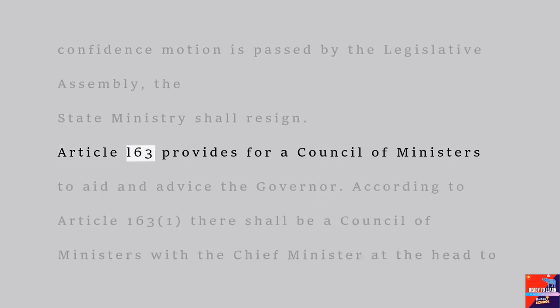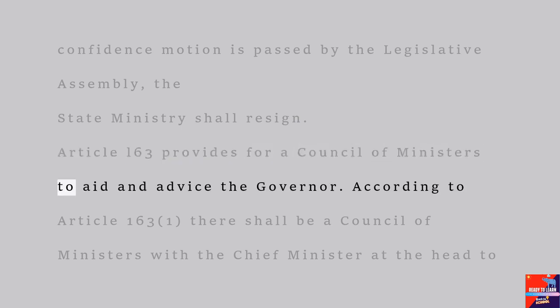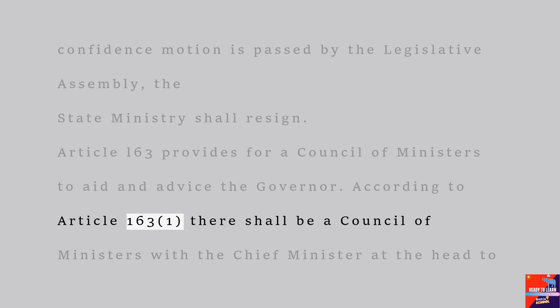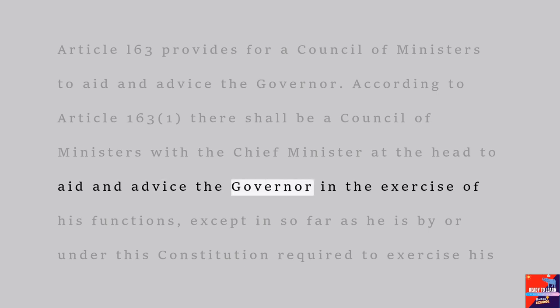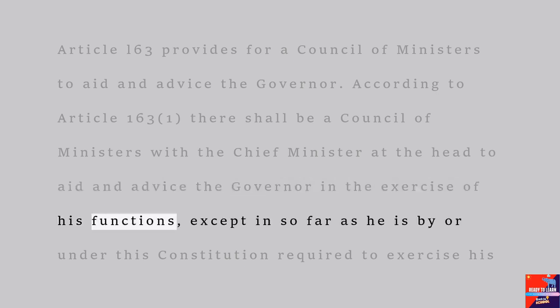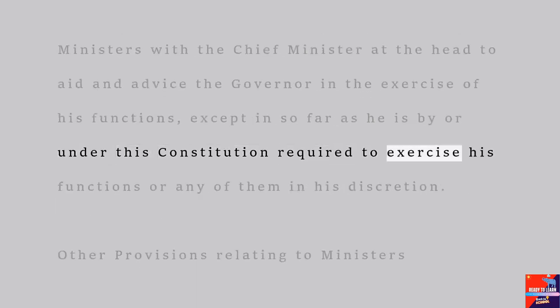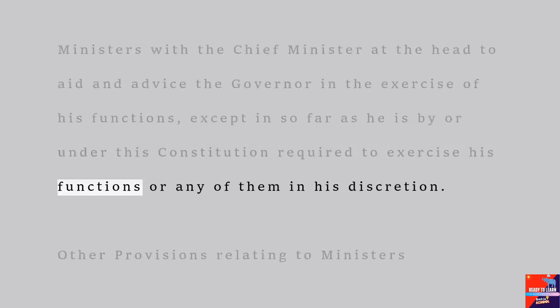Article 163 provides for a Council of Ministers to aid and advise the Governor. According to Article 163(1), there shall be a Council of Ministers with the Chief Minister at the head to aid and advise the Governor in the exercise of his functions, except in so far as he is by or under this Constitution required to exercise his functions or any of them in his discretion.